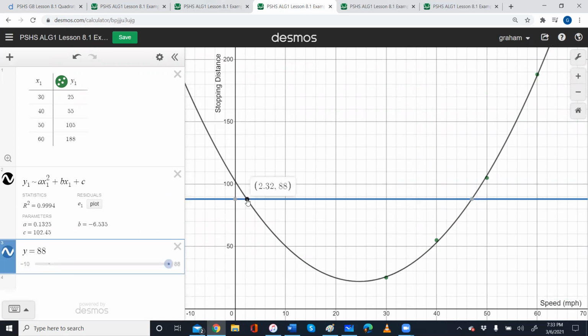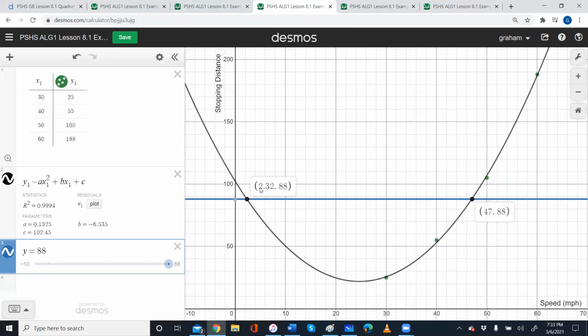And actually there's 2 answers for this question. It could either be 2.32 miles an hour, or it could be 47. Now I think the problem with this one is notice these points don't actually start until we get to 30. So I'm going to say it's more likely to be this. Perhaps this function is not valid for every value of x, but certainly the ones after 30 is pretty good. So I'm going to pick this one here. I'm going to pick the 47.